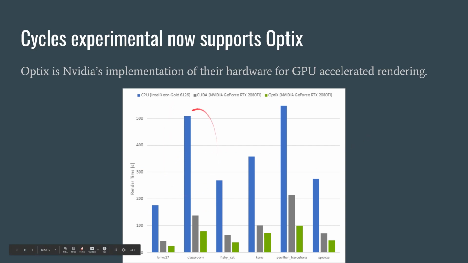You can see the blue graphs are an Intel Xeon Gold CPU, and the gray bars are just regular CUDA. It is on the same graphics card though, a GTX 2080 Ti, but the green ones are with OptiX. So you see it kind of varies, but in some we get a 50% reduction in time and in other areas a nice 25% reduction.